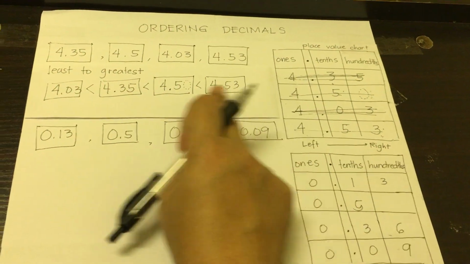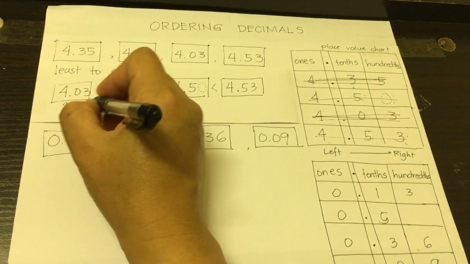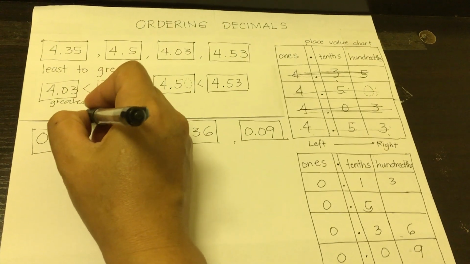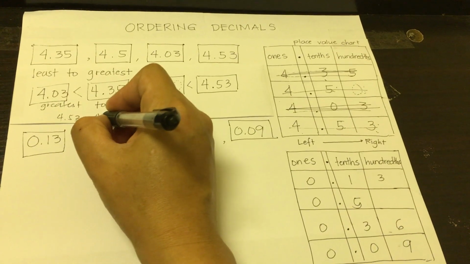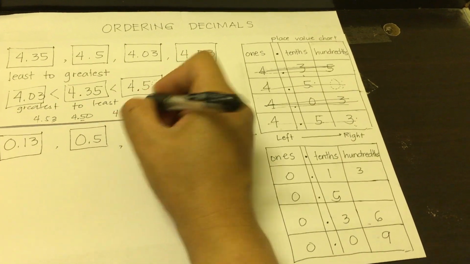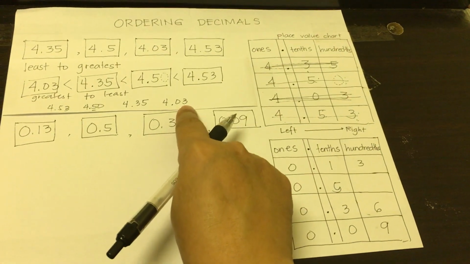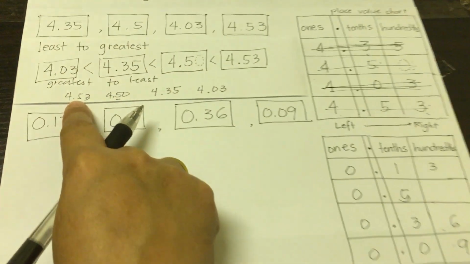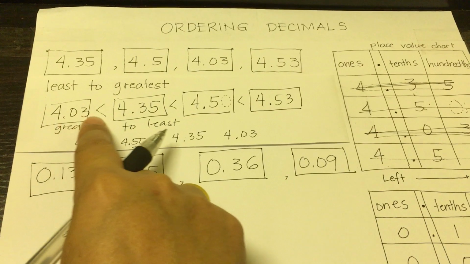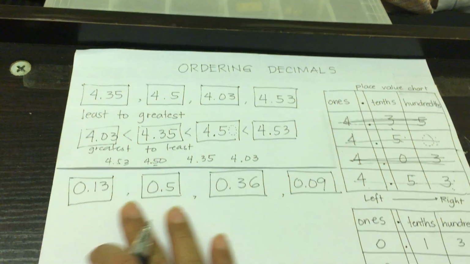So if it's greatest to least, you just write the biggest first. So just write 4 and 53 hundredths, followed by 4 and 50 hundredths, or 4 and 5 tenths, 4 and 35 hundredths, and the least, which is 4 and 3 hundredths. So this arrangement is from greatest to least. Then this one is from least to greatest. Okay? Now let's go to the next set of numbers.